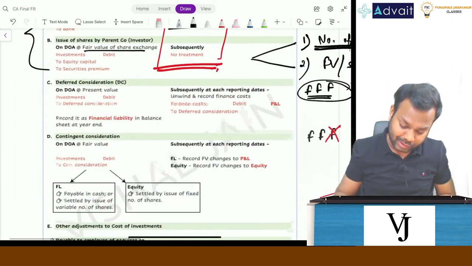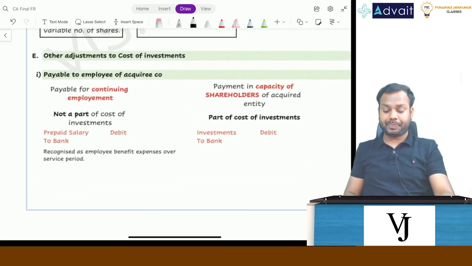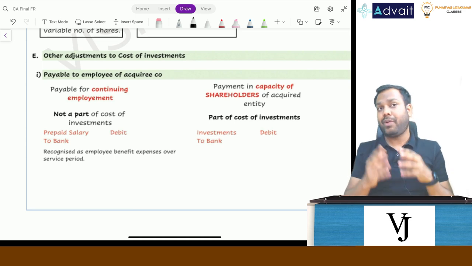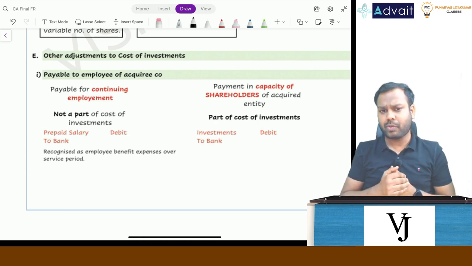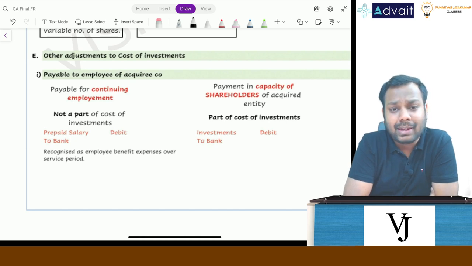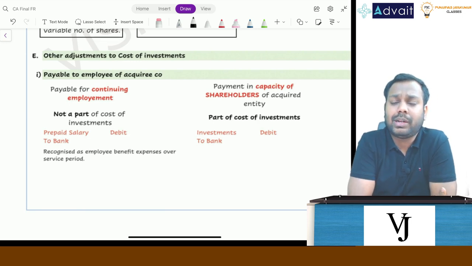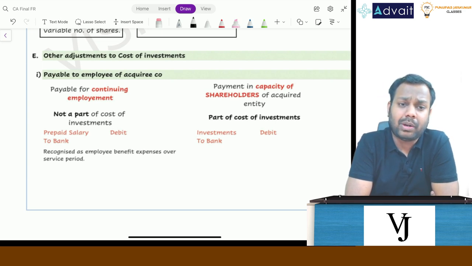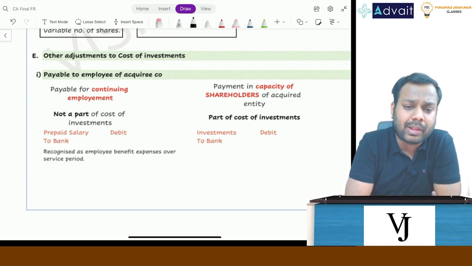Now, coming to the other adjustments: payable to employees of the acquiring company. Now understand what happens when I acquire. Let's suppose Tata Group wants to acquire Big Basket. Tata Group wants to retain the founder of Big Basket, because Tata Group thinks it is because of the founder that this company has been able to grow this much, and I want the founder of Big Basket to continue in employment even after I have acquired the company.